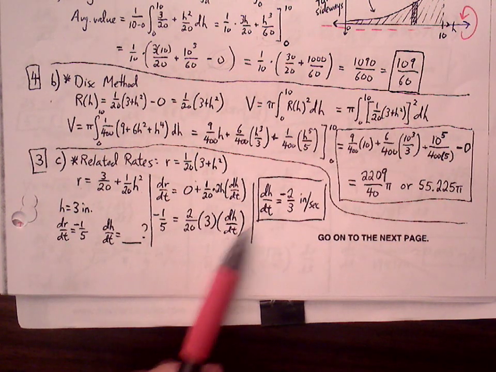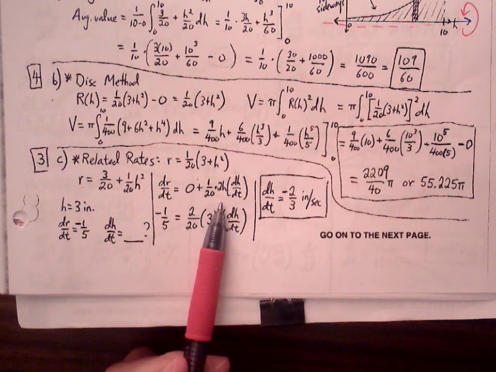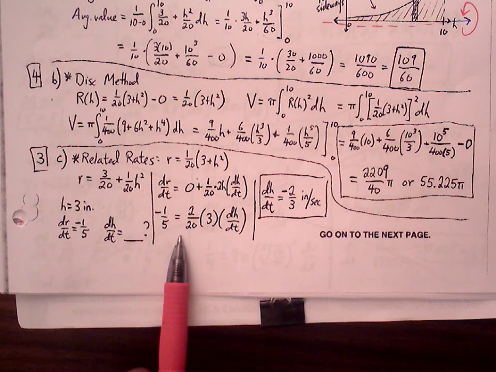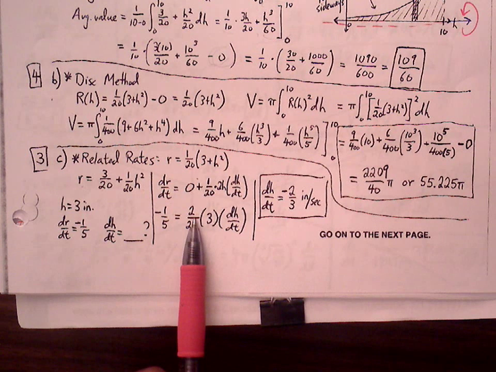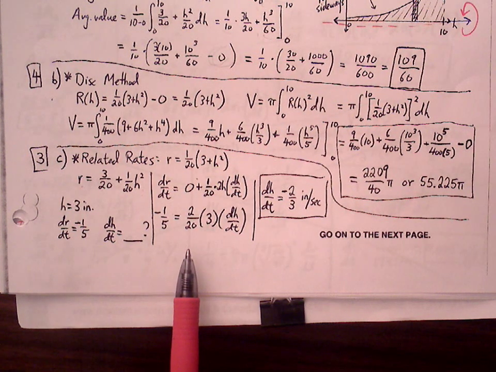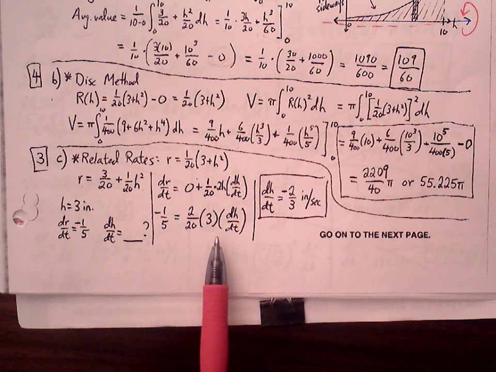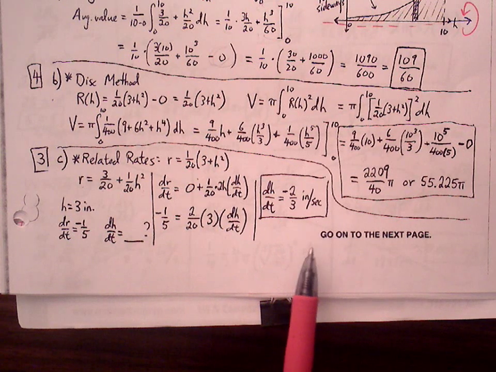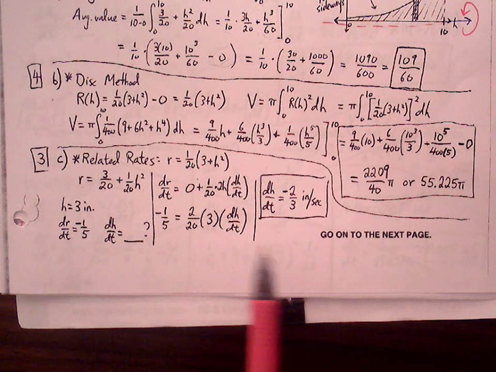And then we're just trying to solve for dh/dt. We know height is 3 inches, so that plugs in for h. We know dr/dt is negative 1/5, and then we just work this out. This becomes 6 over 20. Dividing by 6 over 20 is the same thing as multiplying by the reciprocal, so negative 1/5 times 20 over 6 reduces to negative 2/3. So dh/dt, the height is going to be decreasing at negative 2/3 inch per second.